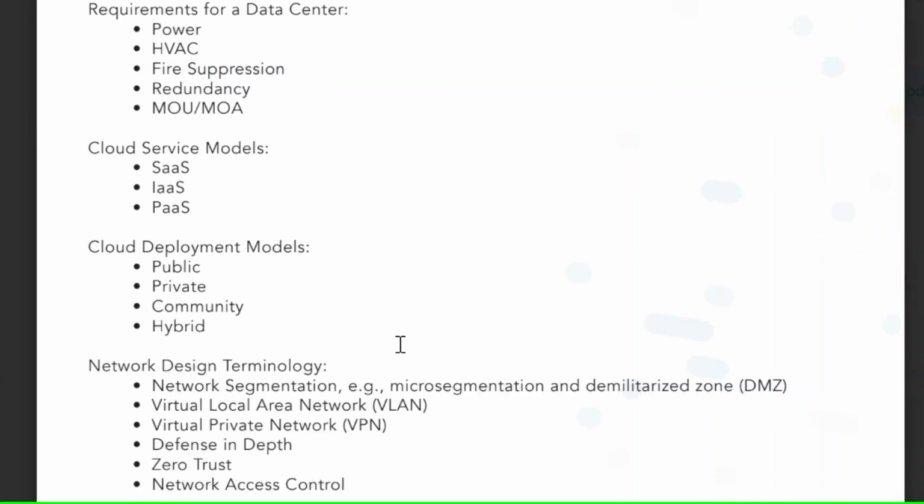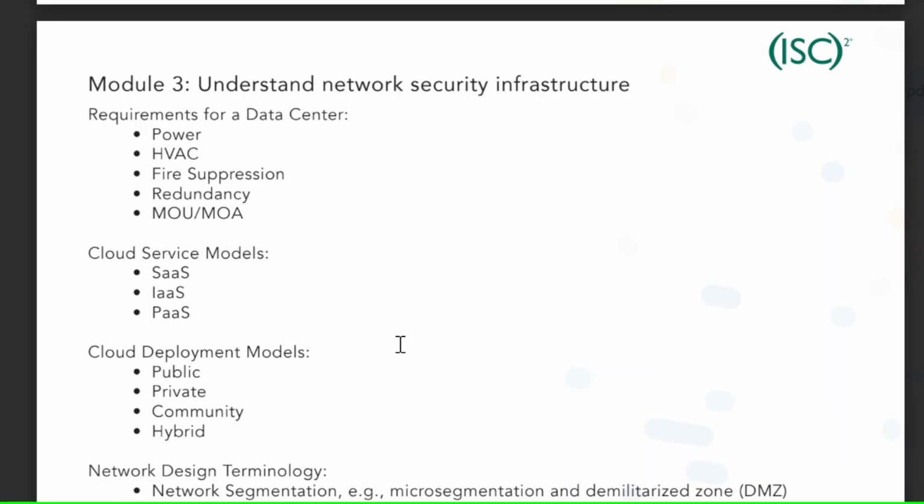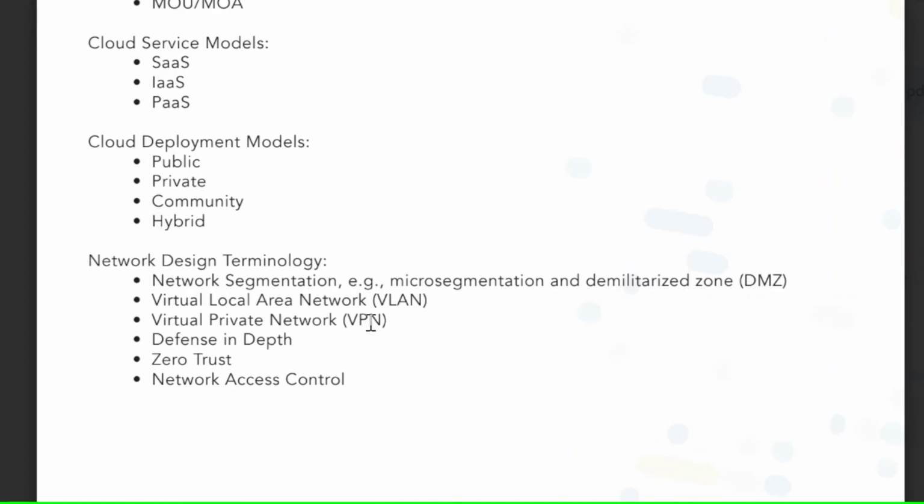Then understand network security infrastructure. Under this module 3, you need to have clarity about the requirements of a data center. Here we see how power will be managed, HVAC, heating, ventilation, and air conditioning, then fire suppression systems, then redundancy, MOU and MOA, then cloud service models: software as a service, infrastructure as a service, and platform as a service. And we have cloud deployment models: public, private, community, and hybrid.